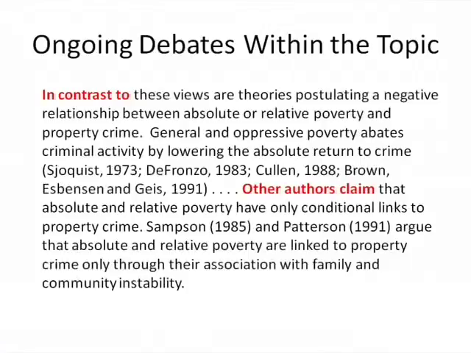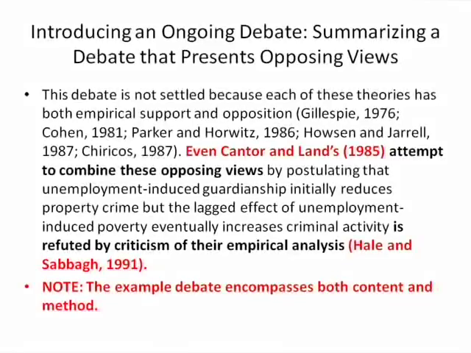In contrast to these views or theories postulating a negative relationship between absolute or relative poverty and property crime, yada, yada, yada, and this is what everybody thinks. But other authors claim that they only have conditional links to property crime. And I'm proving that by citing the literature on that. I like this example because this debate looks at both content and method. And sometimes you will be looking at disagreeing with the content and the method of what's going on.